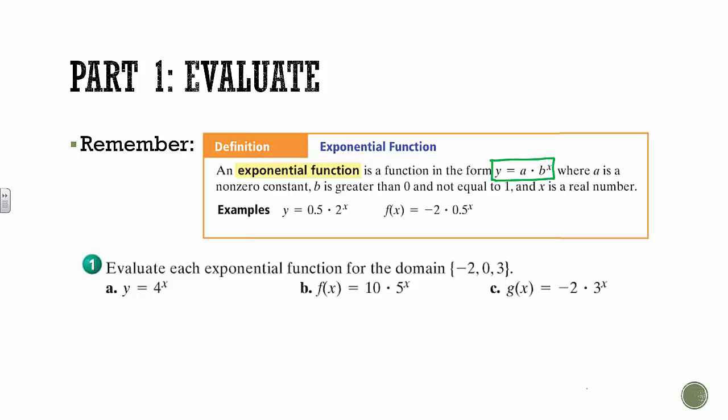A is a constant, and b has to be greater than 0, not equal to 1, and is a real number. So they gave a couple examples. Remember, this is always our y-intercept, and this is always our growth factor.